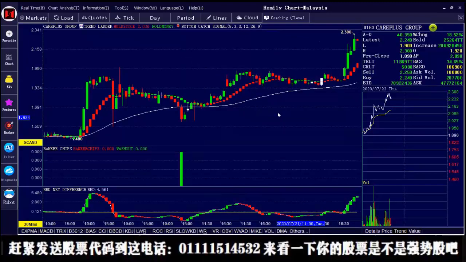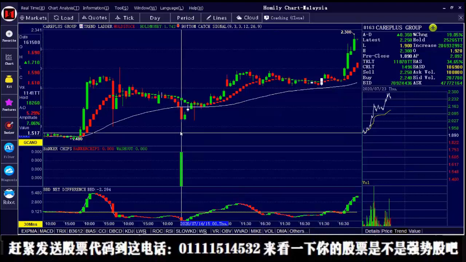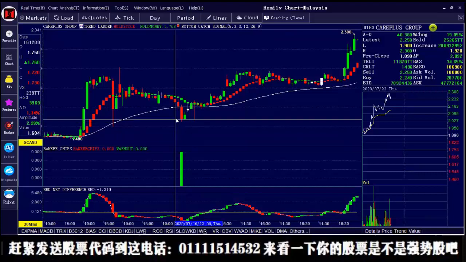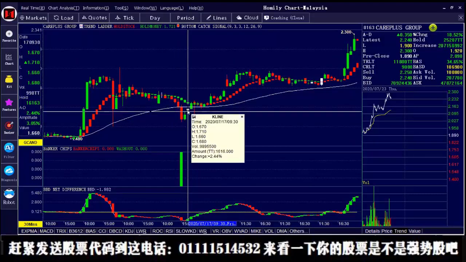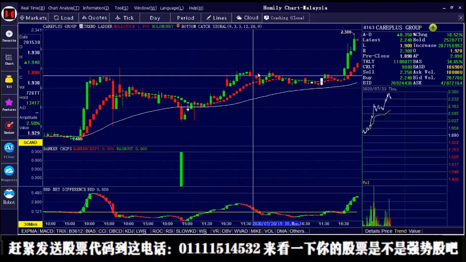And on the 30-minute chart, there's a buy point here. When I see the banker chips appear, what you should read next is the white candle. Once the white candle appears, buy it. There it goes up. Now you can see it go up again.